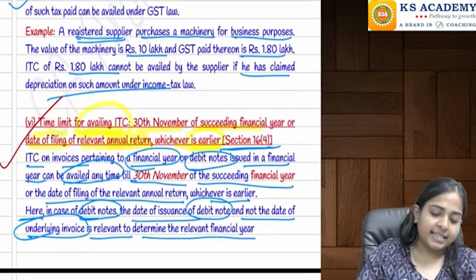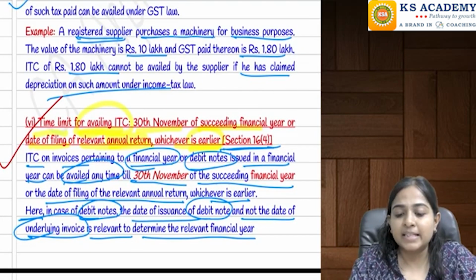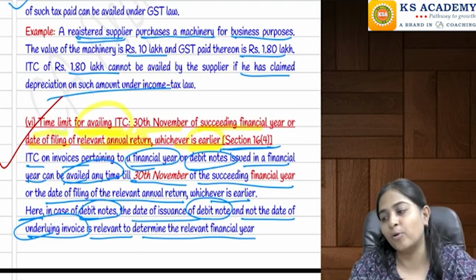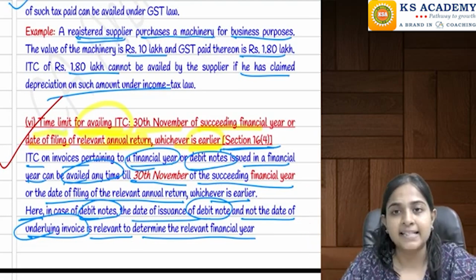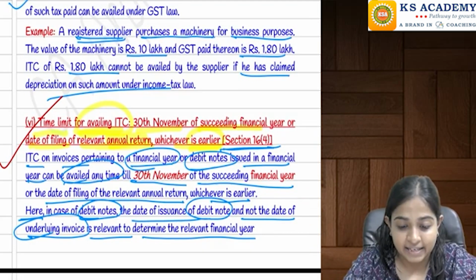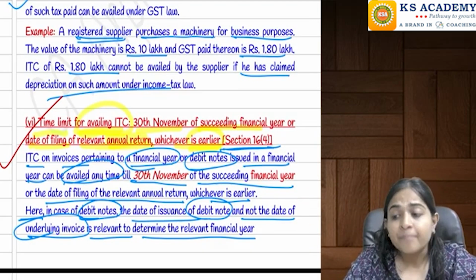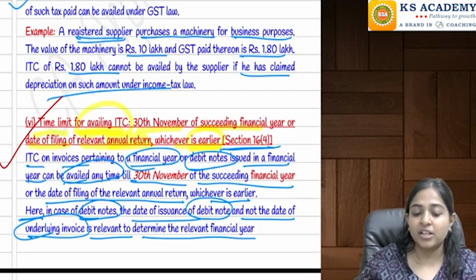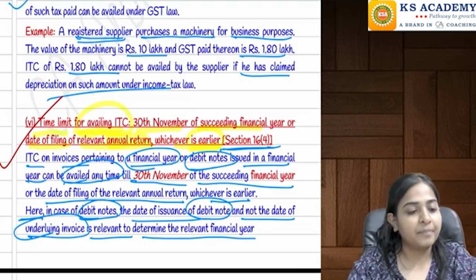Then next, section 16 subsection 4. What did we study? In section 16 subsection 4, we studied about the time limit to avail the ITC. Just now I told you, having an invoice does not mean that your output tax liability gets reduced as it is. No, you have to avail the ITC. The last date for availing the ITC is 30th November of the succeeding financial year, or the date of filing the annual return, whichever is earlier.